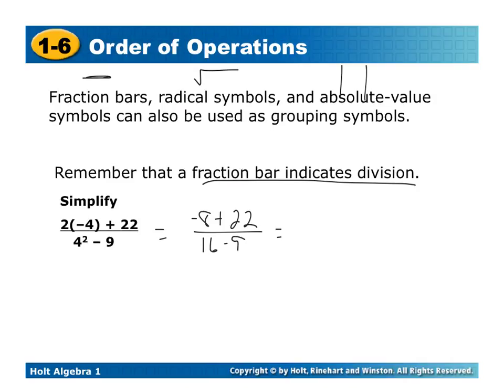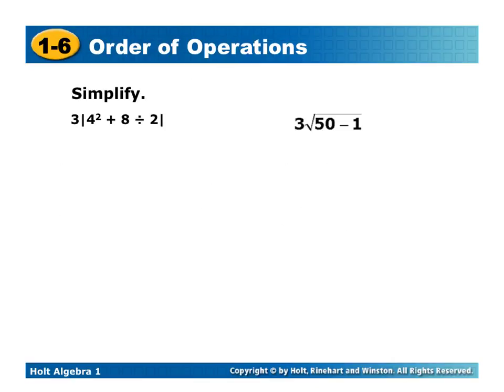Negative 8 plus 22 is going to be 14. 16 minus 9 is 5. You could leave it as 14/5, or we could say that it is 2 4/5. Let's look at a couple other examples.